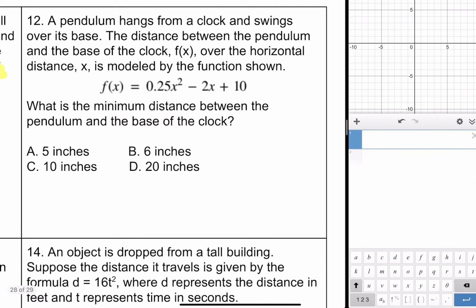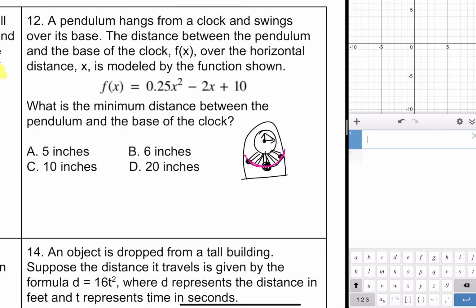If you missed number 12, here is a quick explanation of how to complete this one. A pendulum hangs from a clock and swings over its base. If you don't know what a pendulum looks like, let's say it looks something like this. Here's the clock, and then the pendulum is a little metal disc, and it swings back and forth. So the pendulum makes kind of a parabola-shaped curve, right? It swings back and forth like this.